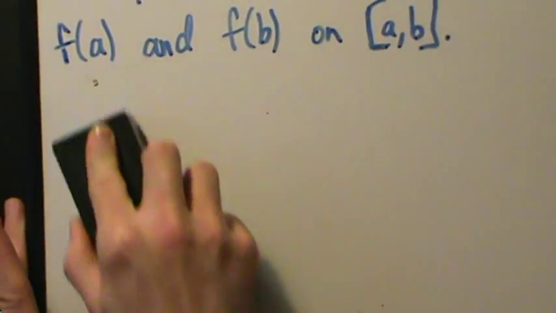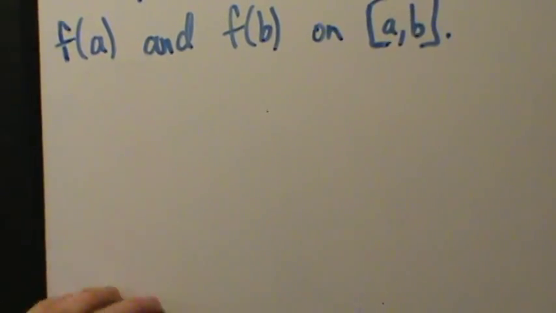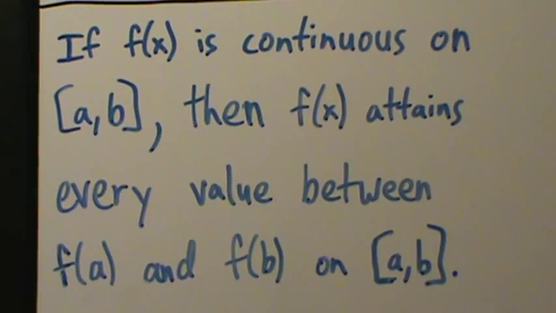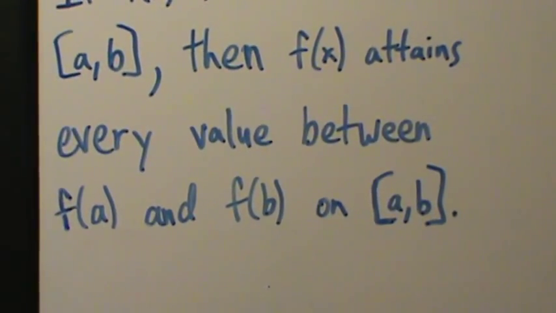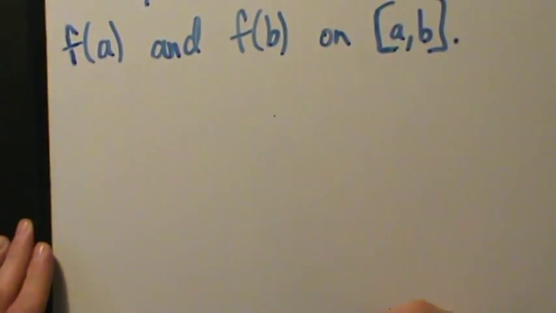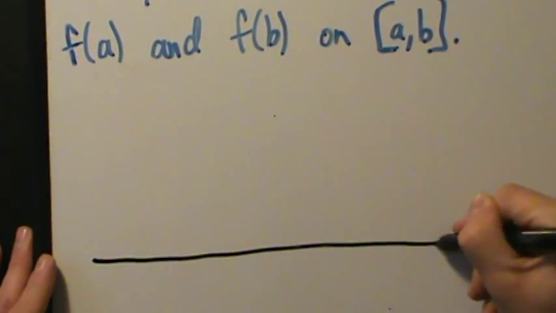But let's see what happens if we drop that continuity condition. So remember, the very important thing here is that f of x is continuous, because if you move continuously between two values, then you have to hit every value in between. If you don't move continuously between two values, anything can happen. Well, there's really only two possibilities. You hit every value in between or you don't. So let's see some examples of that.